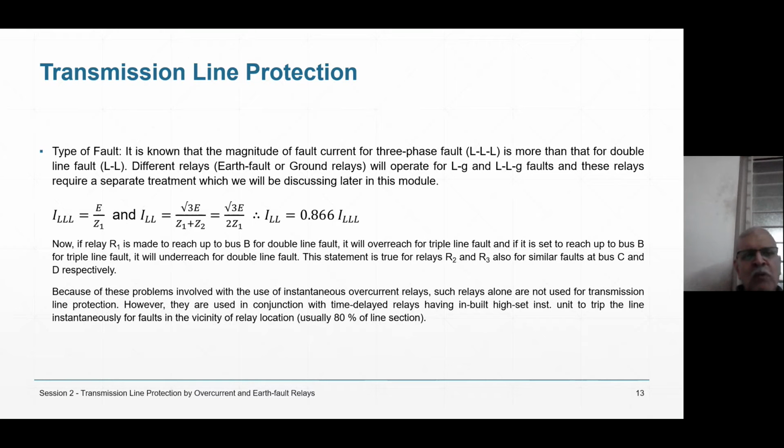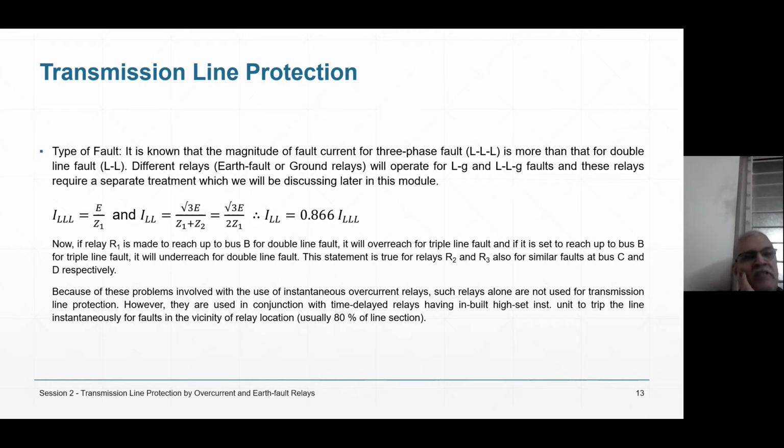So will you make it reach for double line fault or triple line fault? You cannot do anything, because if you make it reach for triple line fault, then for double line fault it will not reach there. It will underreach, because it will reach for part of the line. And if you set for double line fault, then it will not reach for triple line fault. So for triple line fault, it will overreach. So you can neither set for triple line fault nor for double line fault.